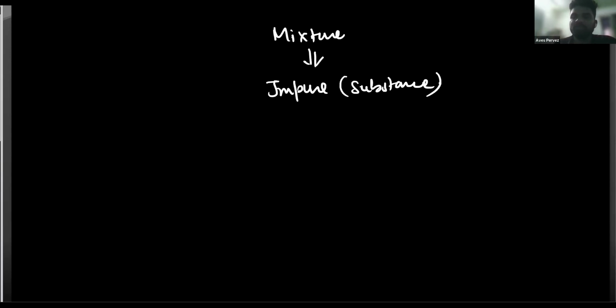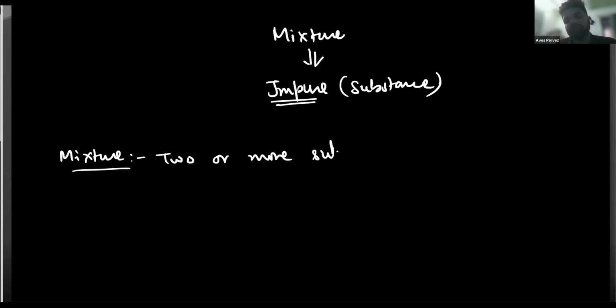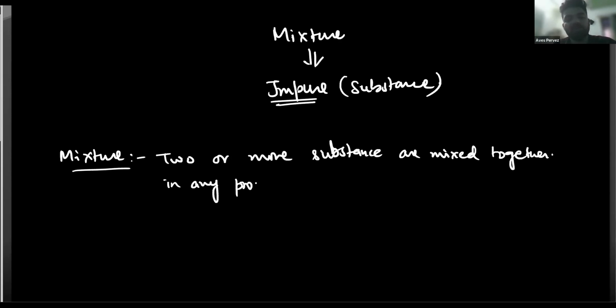Now, moving to this portion, we know what pure substances are, and these are impure substances. Why am I saying they are impure? In terms of chemistry, if elements are chemically bonded together, they form a compound, and compounds are pure substances. But in mixtures, two or more substances are mixed together in any proportion. There is no fixed proportion.